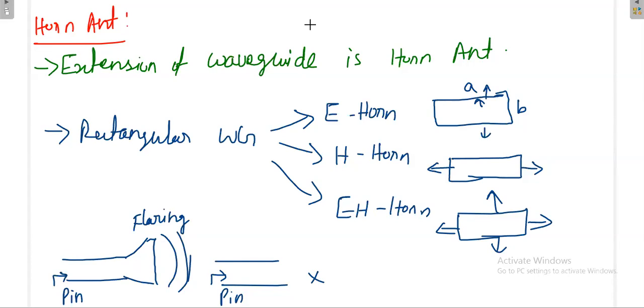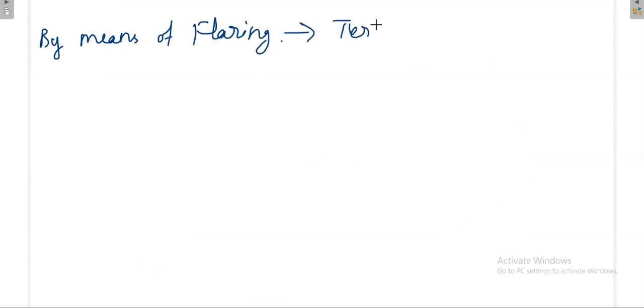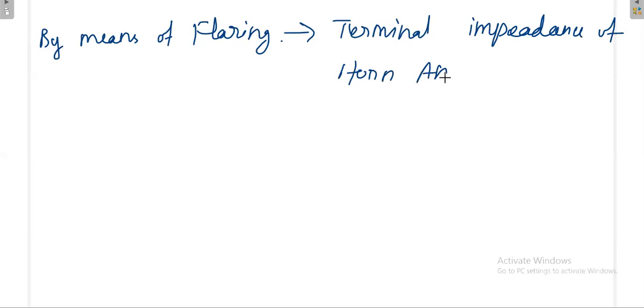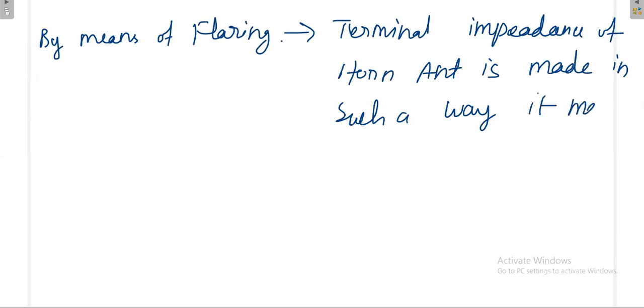You know, the impedance of free space is 377 ohm. So by means of flaring, the terminal impedance of the horn antenna is made in such a way that it matches with the free space impedance.